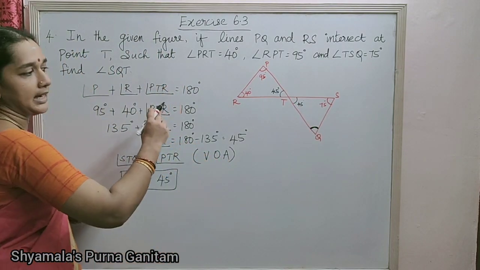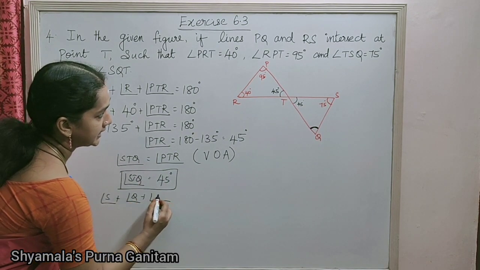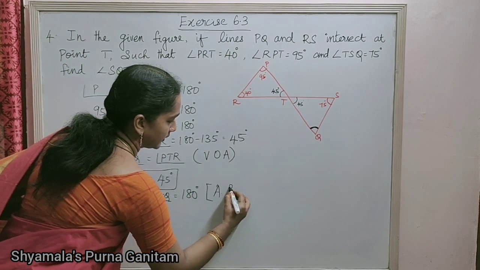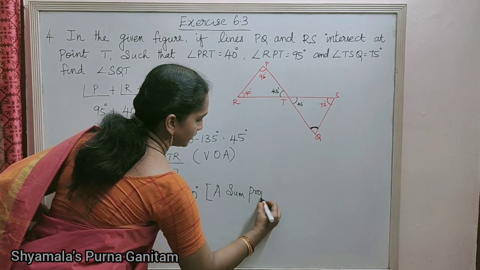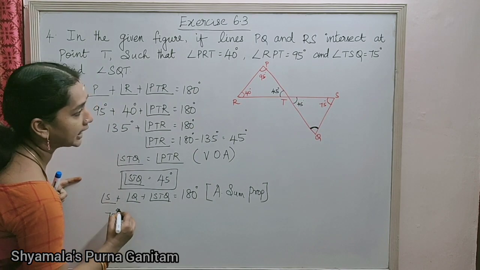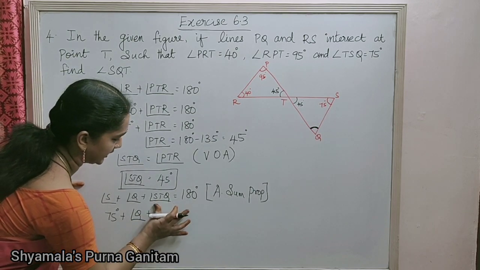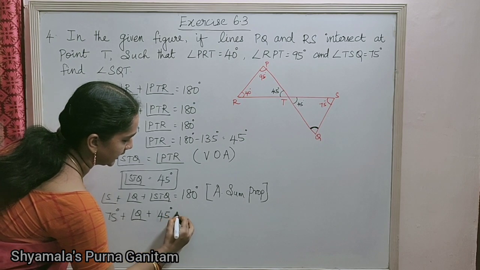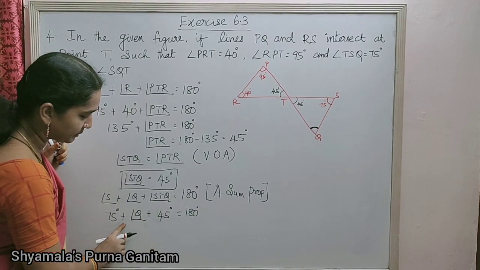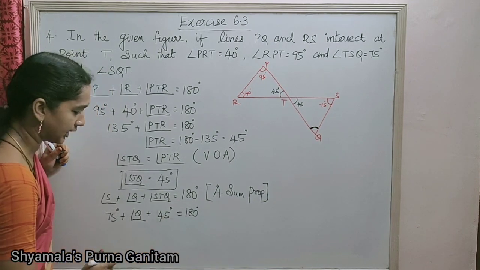Okay, now in triangle STQ, angle S plus angle Q plus angle STQ is 180 degrees, by the angle sum property. Angle S is given as 75 degrees, angle Q you are asked to find, and angle STQ is 45 degrees. If you add all these, you will get 180 degrees.